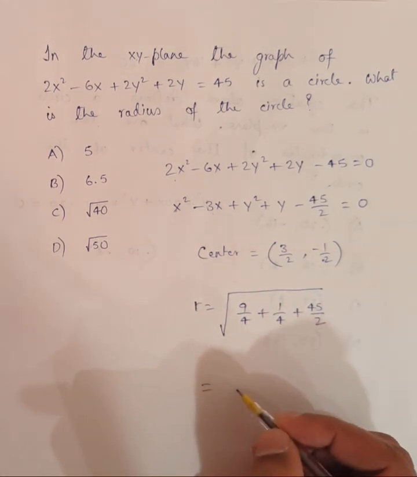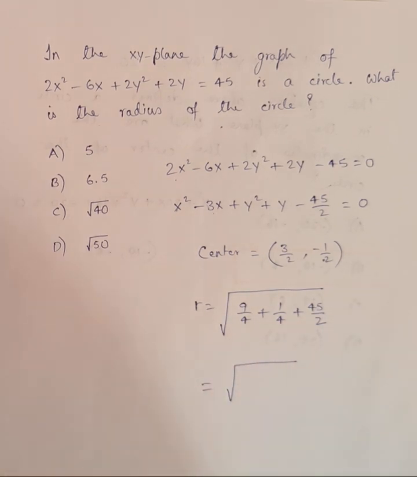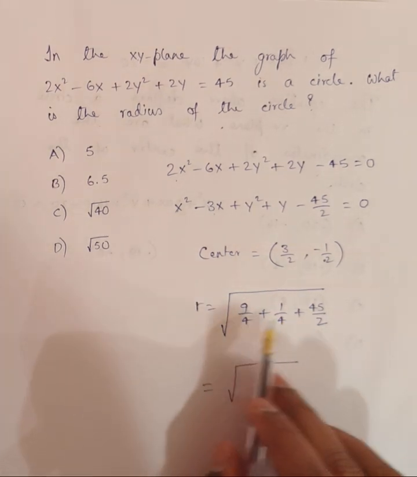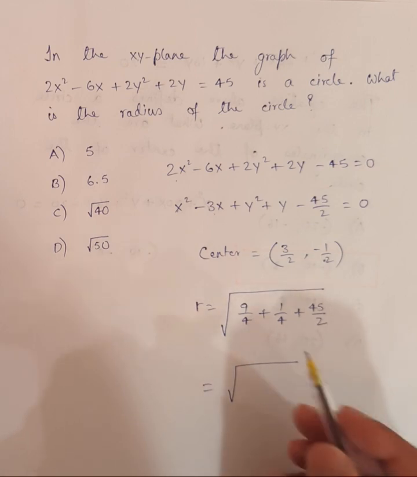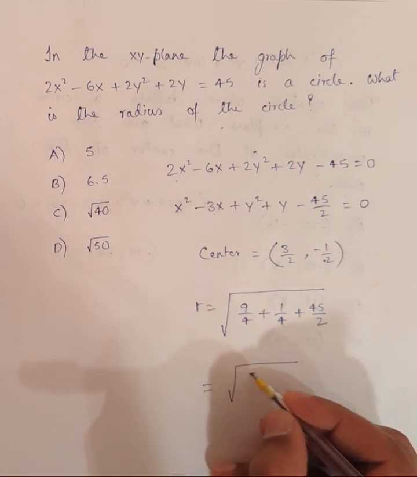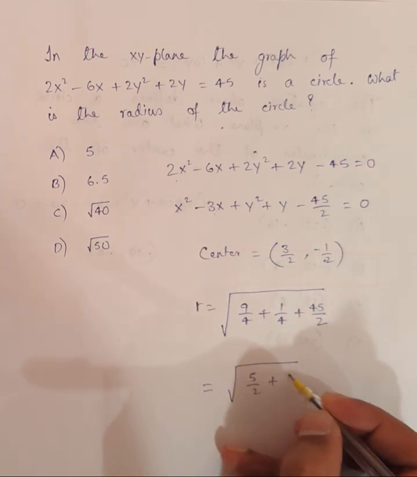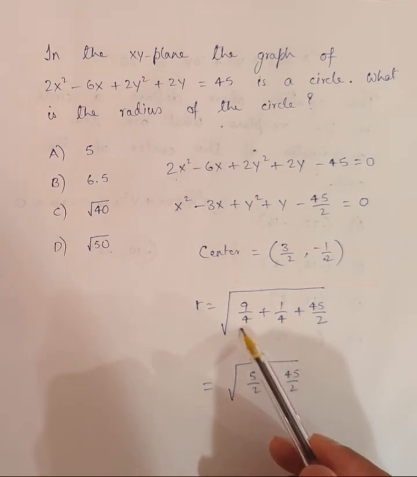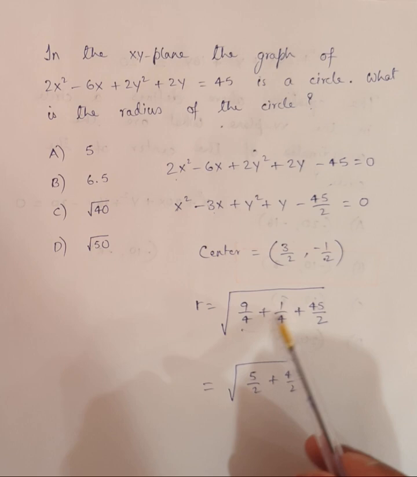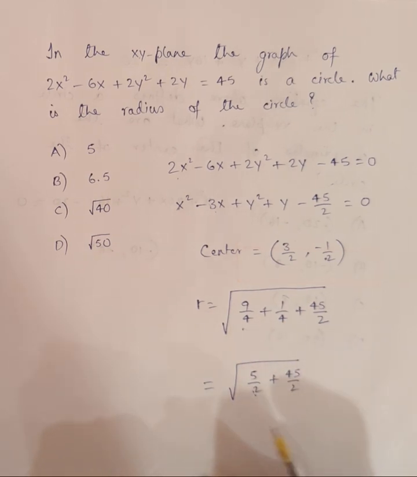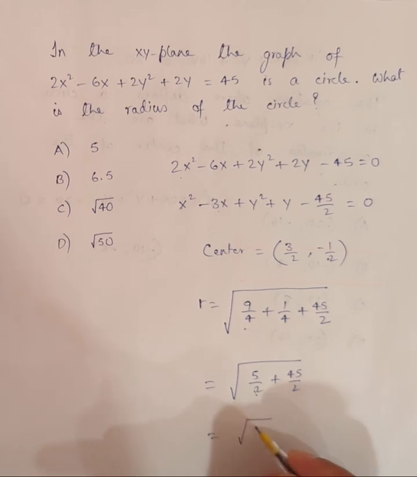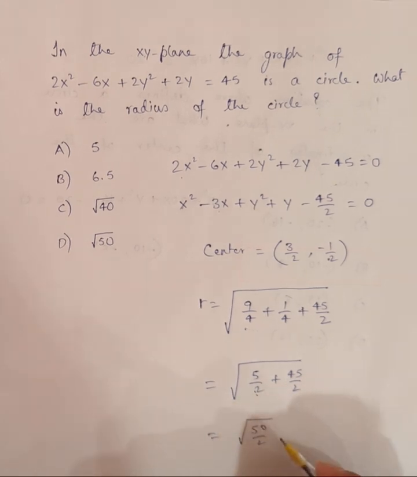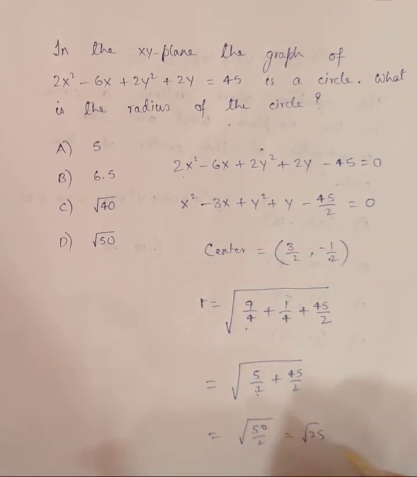So let's go ahead and do the arithmetic here. 9 over 4 plus 1 over 4 is 10 over 4. 10 over 4 is 5 over 2. So what I did is I combined these two, 10 over 4, and I wrote that as 5 over 2. Now this is going to be square root of 50 over 2, which is square root of 25. So the radius happens to be 5.